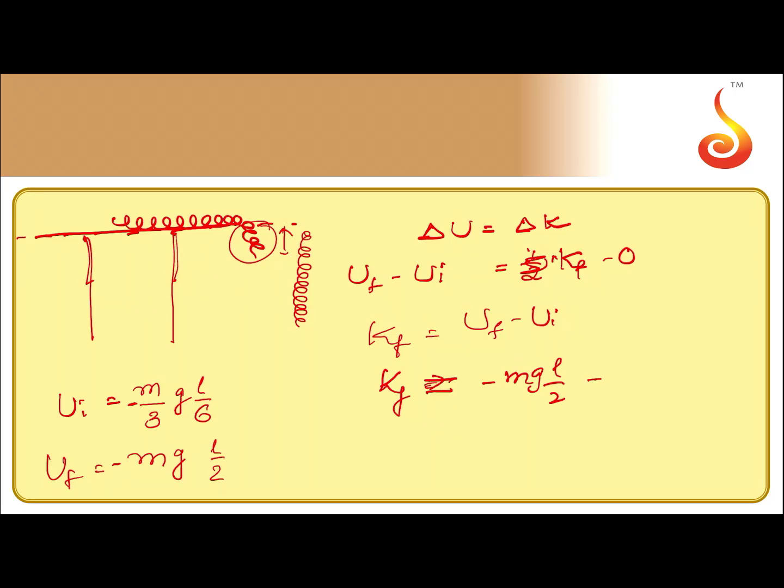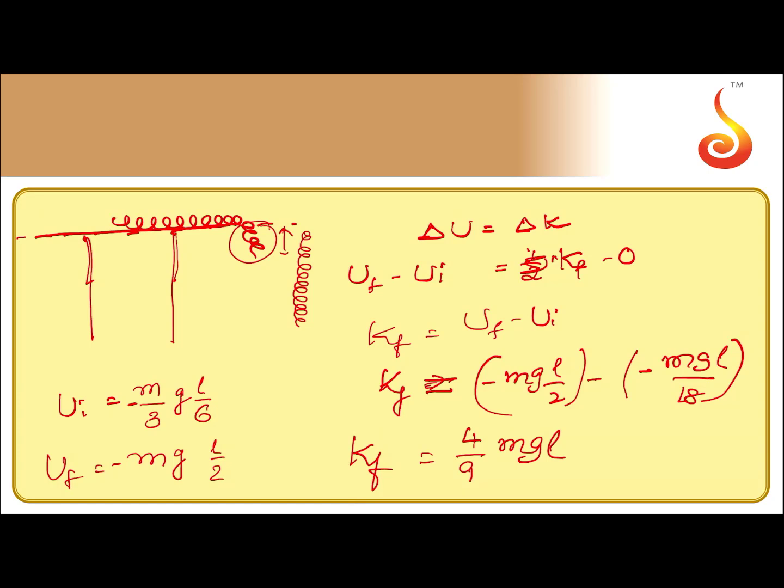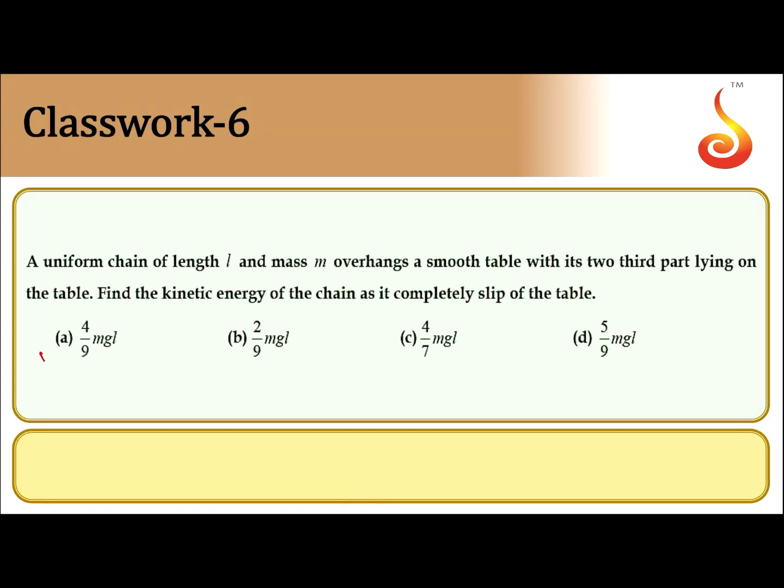That's going to be minus of minus mgL divided by 18. So the value of the final kinetic energy, if you simplify it further, becomes 4 by 9 mgL. So our answer is 4 by 9 mgL, which corresponds to option A.